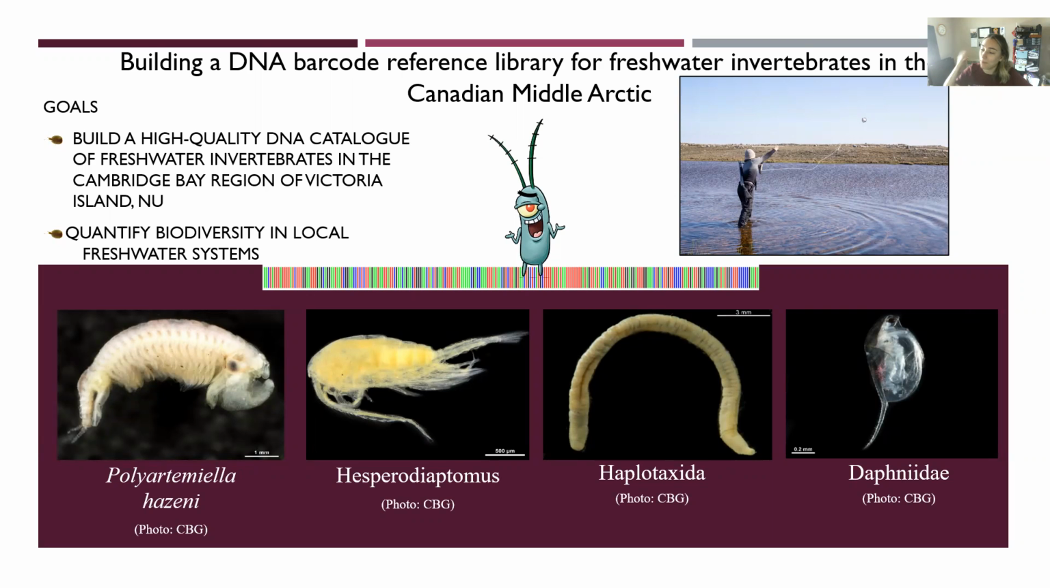So I'm doing that by going to the region, doing tons of collections of freshwater invertebrates in rivers, streams, lakes, and ponds, and bringing them back down to Guelph and individually sequencing thousands and thousands of specimens. In the reference library, I have approximately 2,500 records, with an additional 4,000 being added from the 2021 field season.